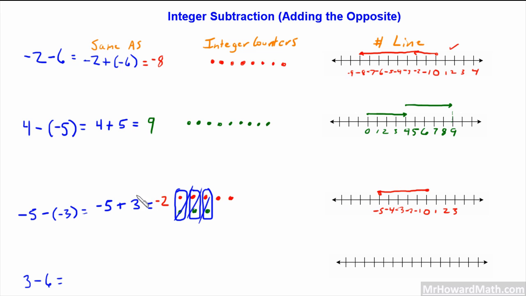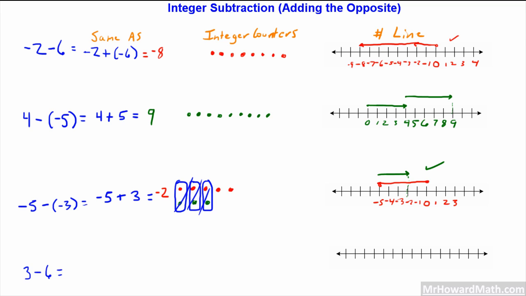The next thing we need to do is go 3 in the positive direction, right? 3 in the positive direction. So let's go back this way, and 1, 2, 3. And that takes us to -2, which is the same answer, so that one checks out. It's good. Alright, now we have 3 minus, I'm going to scroll down a little bit here, just a little, give us a little more room.